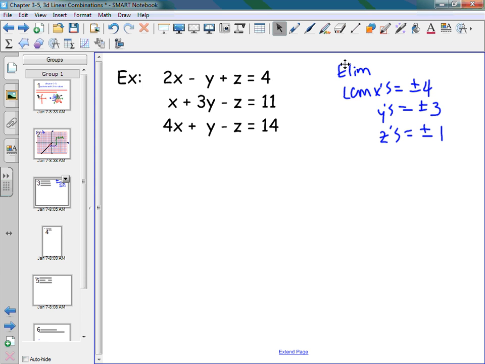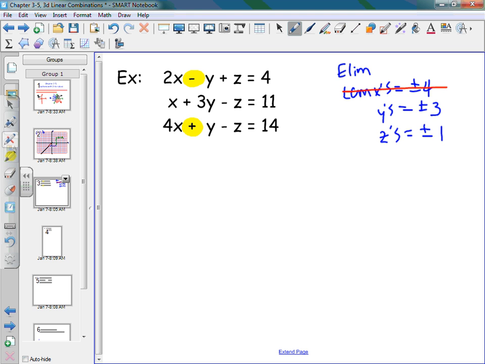But let's go to the y's. If you look at the y's, what do I like about the y's? The signs are opposite. That means less errors on my part. Do I like that? I do. So am I going to eliminate x or y so far? I'd probably choose to eliminate y before I'd eliminate x. But I haven't looked at my z's, have I?